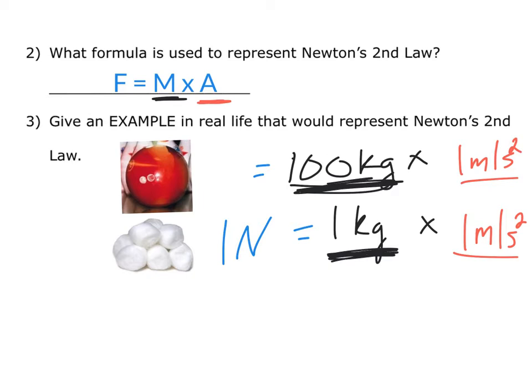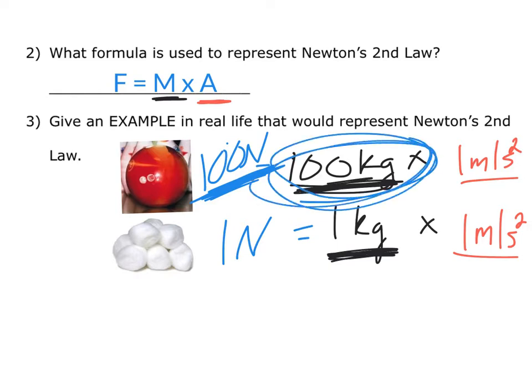If you want to make a bowling ball accelerate that exact same amount as that cotton ball there, you would have to do 100 times 1, which means you need a force of 100 newtons. The idea here is you must apply a larger force to an object that has a larger mass.